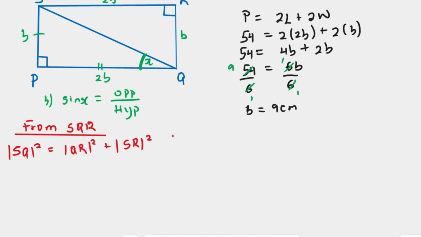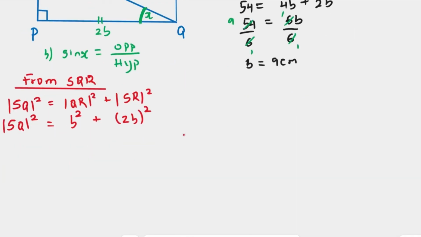So we have to do substitutions here. SQ is what we are looking for. That is the hypotenuse. Is equal to QR. And from the diagram, QR is B. So we have B squared plus SR. SR is 2B squared. So we just saw that B is 9. So that's going to be 9 squared. And this is going to be 2 times 9 squared. That is 2 times B squared.